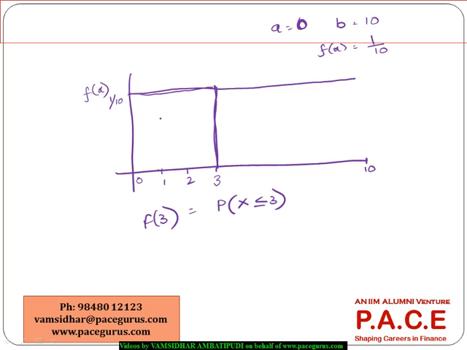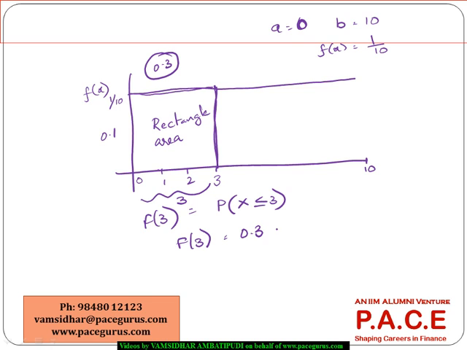So this is nothing but a rectangle. I am treating this rectangle and finding out its area. This side the length is 3 units, this side it is 0.1. So the area of this rectangle is 0.3. So we say F of 3, the cumulative distribution function, is equal to 0.3.